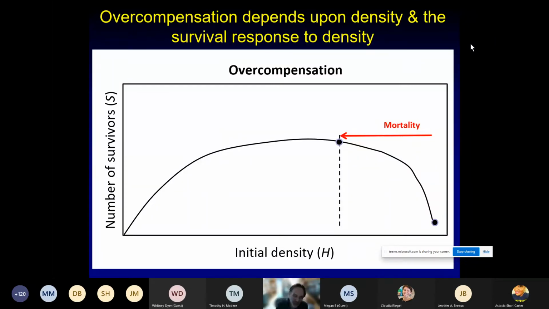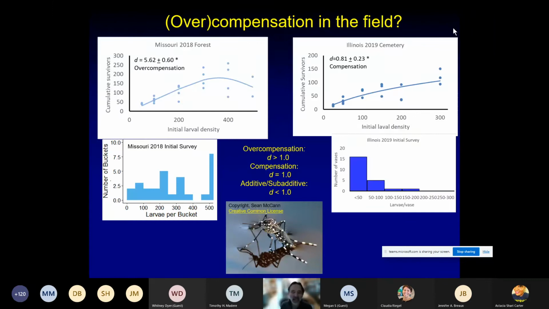Well, here is a set of results for that experiment done 2 times in 2 different sites, one in Missouri and one in Illinois, and plotting again the cumulative survivors at the end versus the initial larval density. Now, the little bar graphs at the bottom show you the distribution of actual number of colonists in each of these containers, just to show how these densities we used kind of span the range of what we saw in the field.